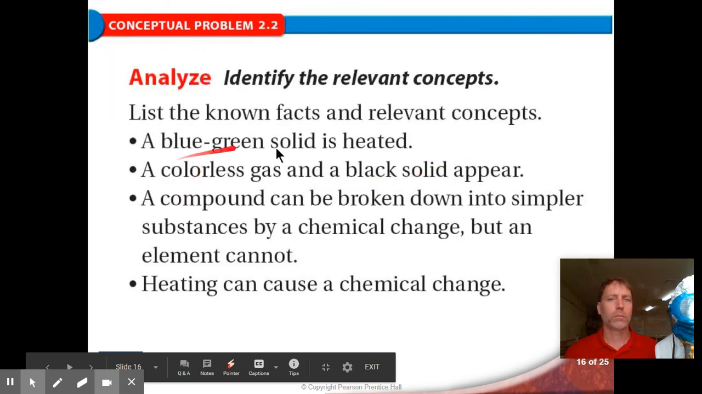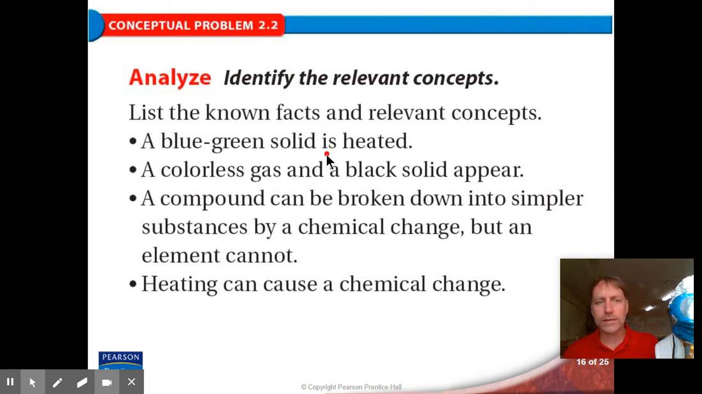All right. So we have the blue green solid. We can tell that that is a compound. A compound can be broken down into simpler parts. How do we know that's a compound? Because it was broken down into a gas and a black solid. So it contained at least something that was a gas when it was heated, and something that was black. So we know that the blue green solid is a compound because it can be broken down.